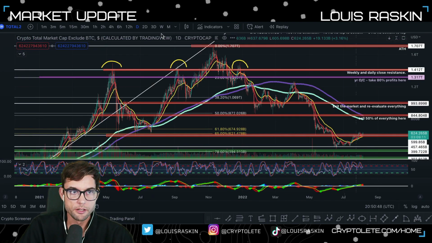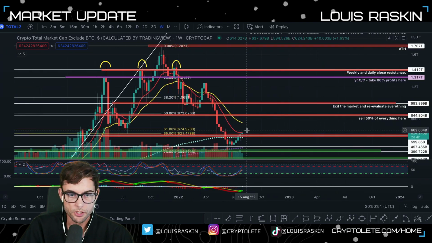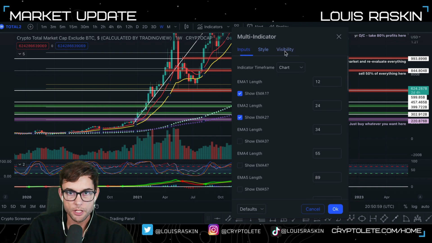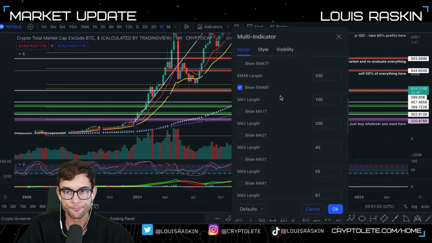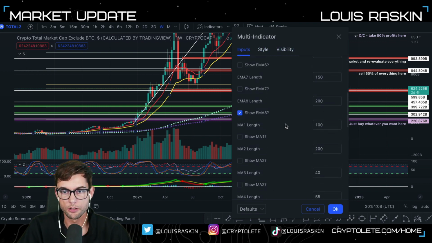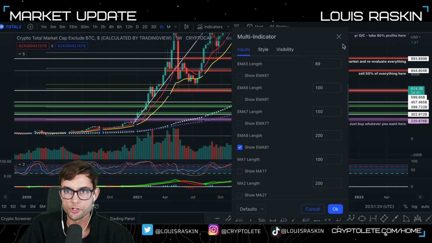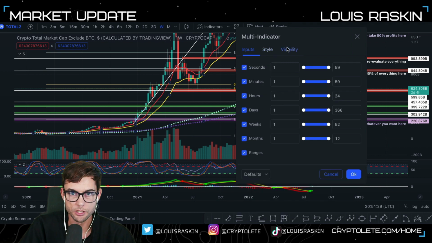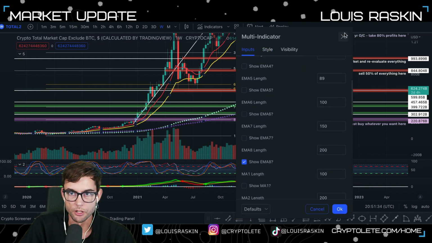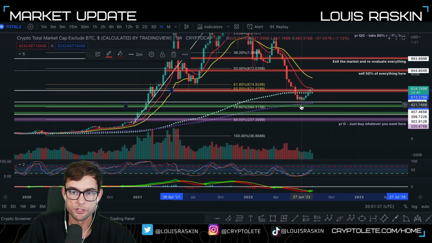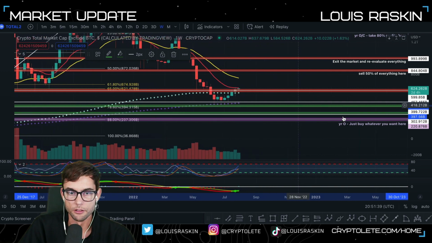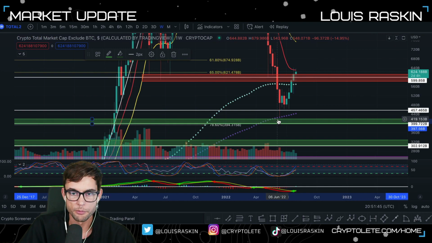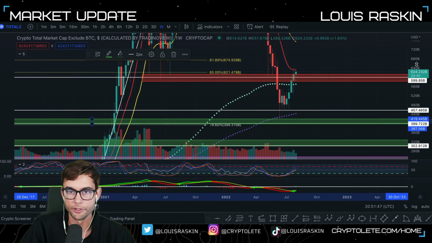Okay, so looking at total 2, this was my chart for total 2. You could see we hit the weekly EMA 3, so the weekly 200 week moving average, and this is the 200 week. So this is the 200 EMA, this is the 200 MA, and it looks like we hit the 200 weekly moving average pretty much on the dot before moving up.